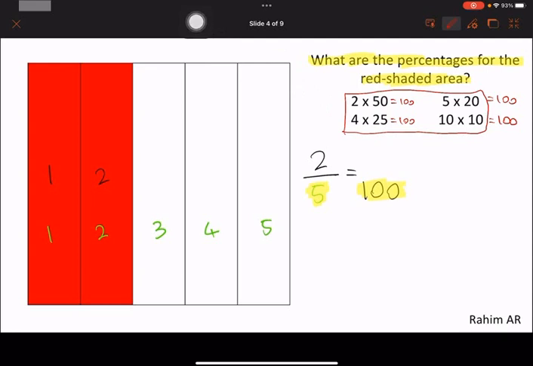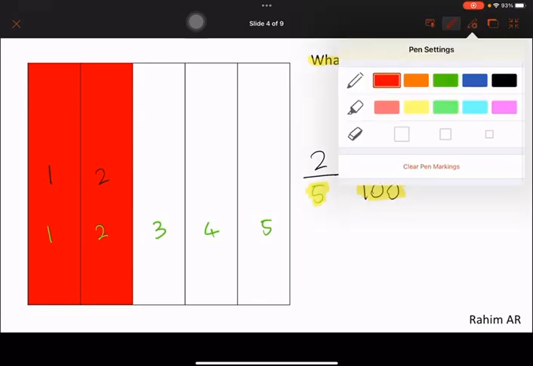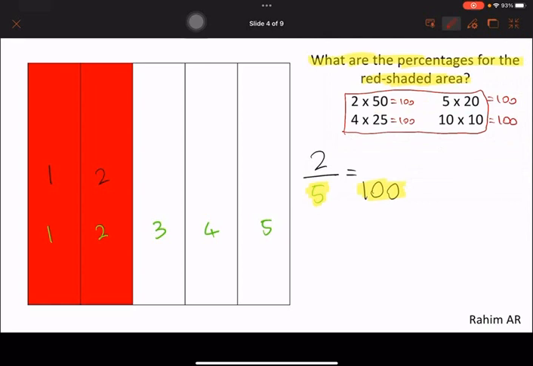So, we will use the clue here to help us. It is better for you to remember, actually. It will be faster for you to get the answer. Okay. So, right now, 5 times what equals 100? We don't know, right?